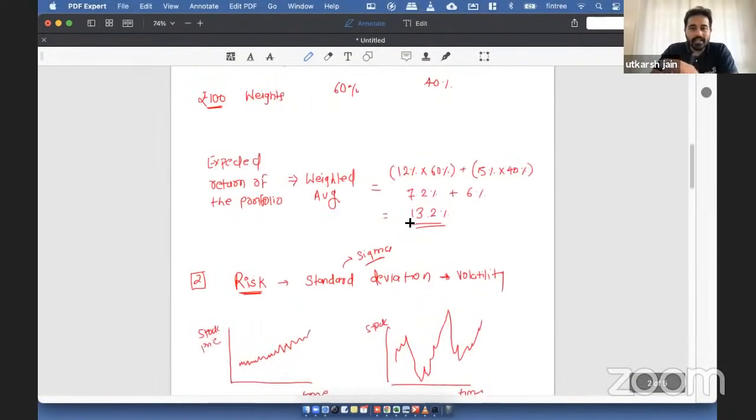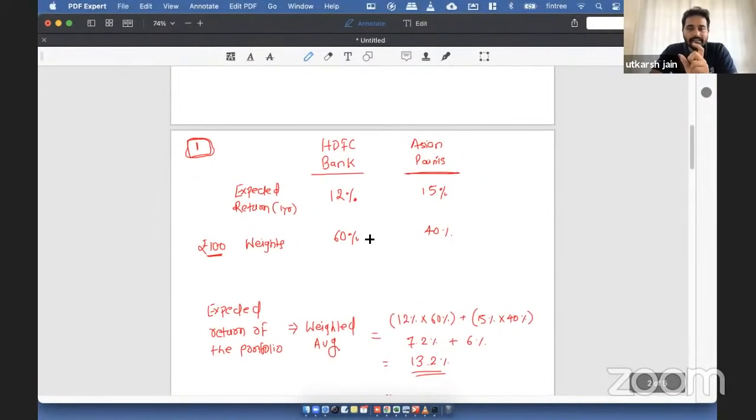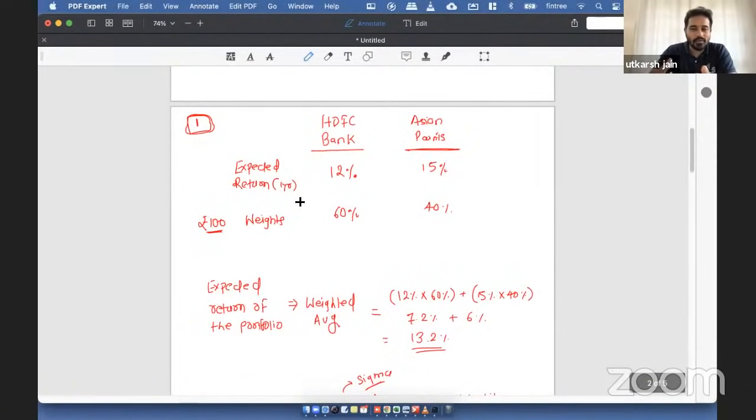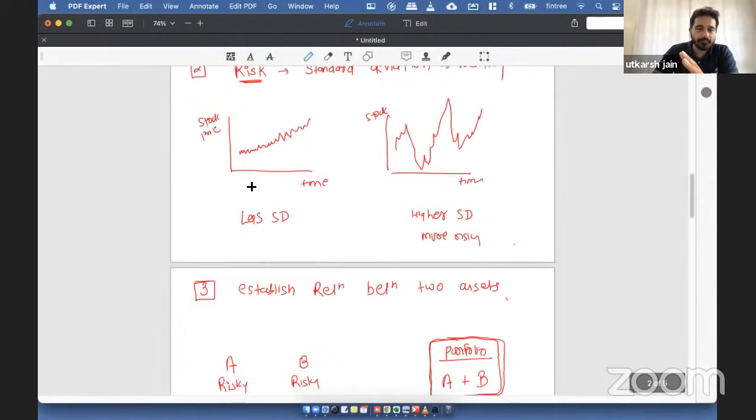So let me quickly give you a recap. We've done 3 fundamental basics so far. First, how do you calculate return of the portfolio? You just do a weighted average, straightforward, simple, easy. How do you calculate risk of the portfolio? We calculate a number called standard deviation. We denote it with a letter called sigma. I would also be calling it volatility. It's simply the fluctuation captured into a statistical number.